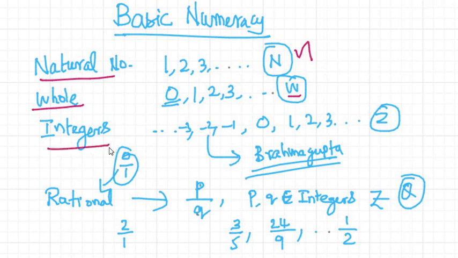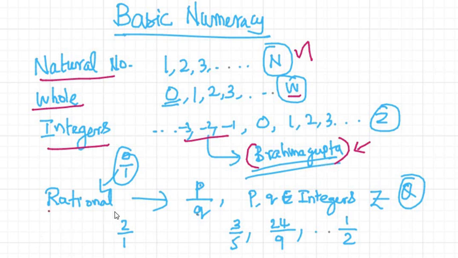Next comes integers. Integers are 0, 1, 2, 3. That is, whole numbers and negative natural numbers: minus 1, minus 2. The negative concept was introduced or invented by Brahmagupta, an ancient Indian mathematician of the 6th and 7th century AD.